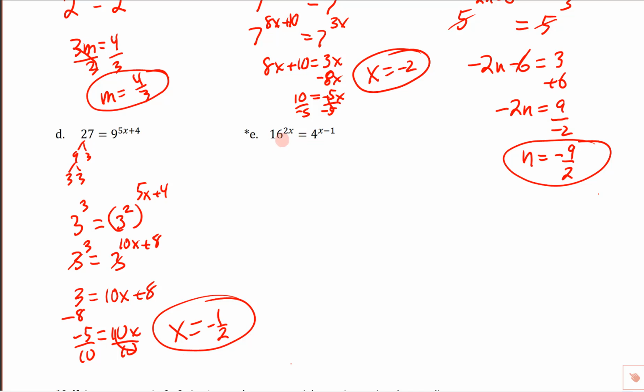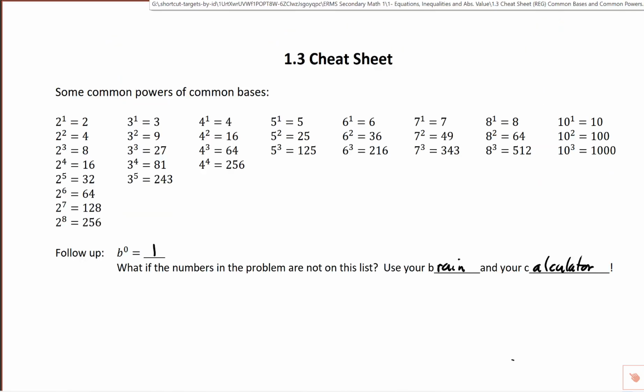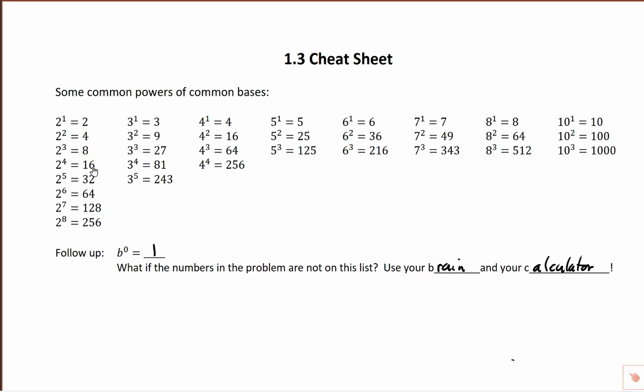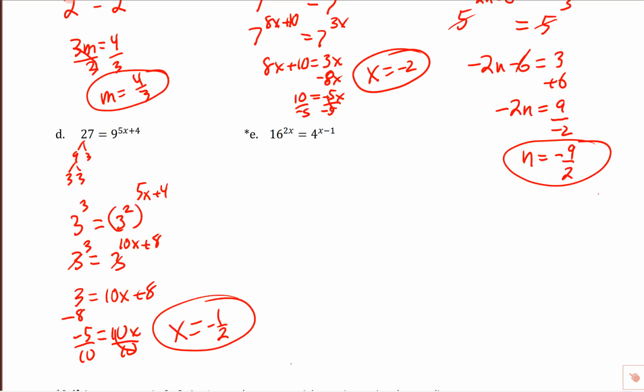Now I'm going to change colors for this one because I want to point something out to this. This is 16 to the 2x and 4 to the x minus 1. Now, I want you to notice something. If we come back over here and we think about what would be the best way to do this one, I need a 4 and a 16 in the same list. Well, there's a 4 and a 16, so I could do this as powers of 2, but it's probably easier to use the bigger of those two bases.